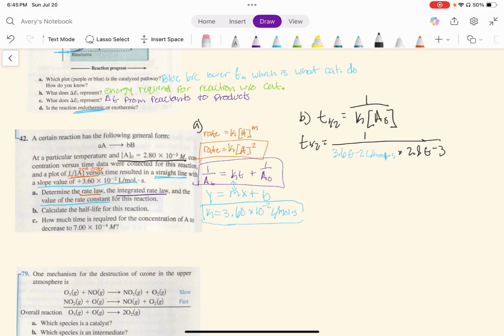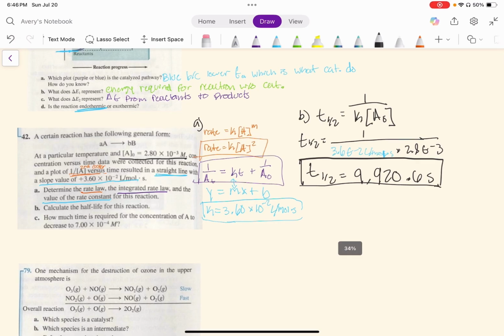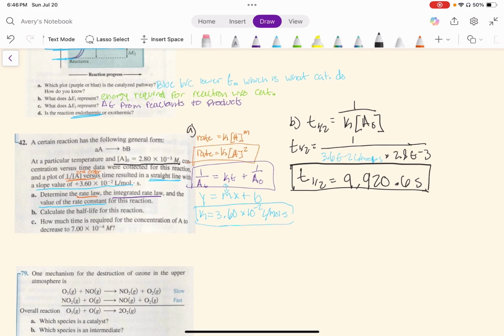So we're going to plug this into our calculator, and I already did that for y'all. Go me, taking one for the team. You can go ahead and double check my work. ChatGPT also double checked my work. But if you put it in correctly, you should get 9,920.6 seconds or somewhere around there. Professor Bayan always says within 5%. So that is now our answer for B.